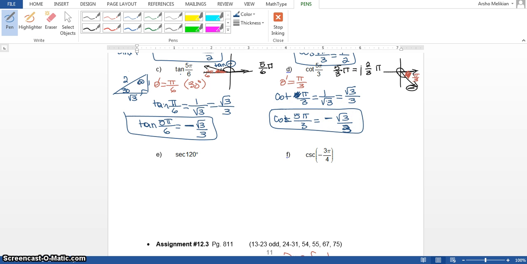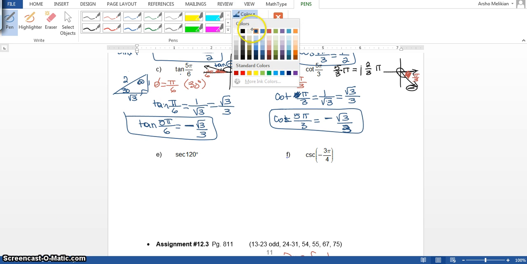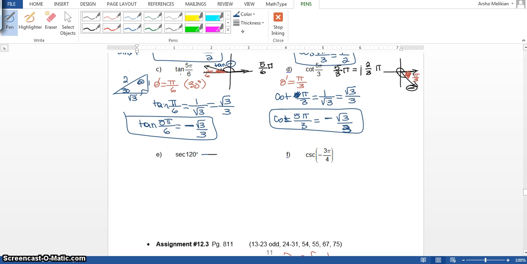Next one is in degrees. We have secant of 120 degrees. Let's draw the angle first. 120, if I start here, is in quadrant number 2. My reference angle is how much? 60 degrees here. Theta prime is 60 degrees.